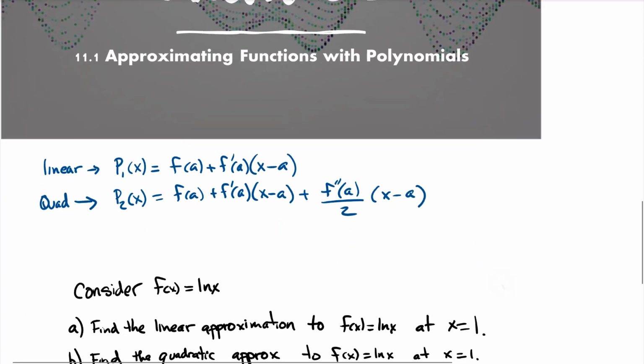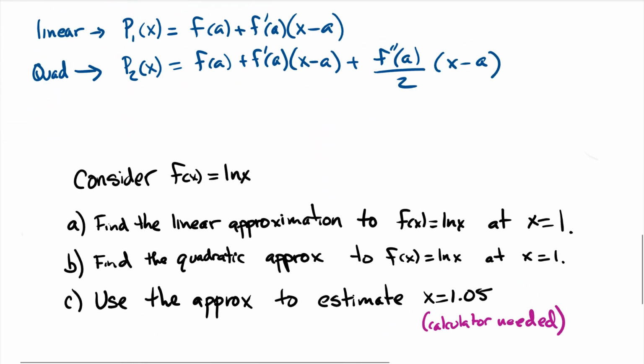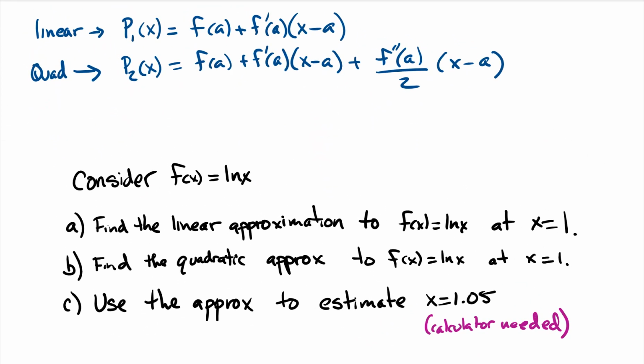There's going to be a general formula, but what we want to do is consider some function, and we'll make that function the natural log of x. We want to find a linear approximation to ln of x at x equals 1. Then we're going to use the quadratic to approximate ln of x at x equals 1. And then we're going to use those approximations to estimate 1.05, a number that's near 1. It's not 1, but it's near 1. So we can see how good of an approximation we can have.